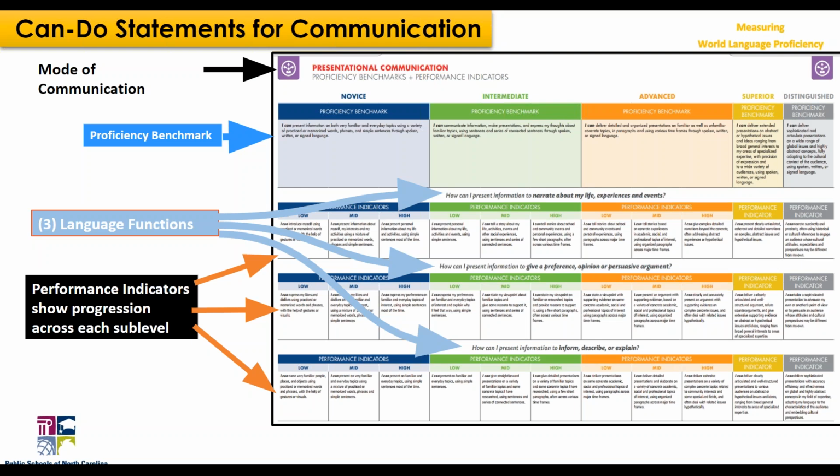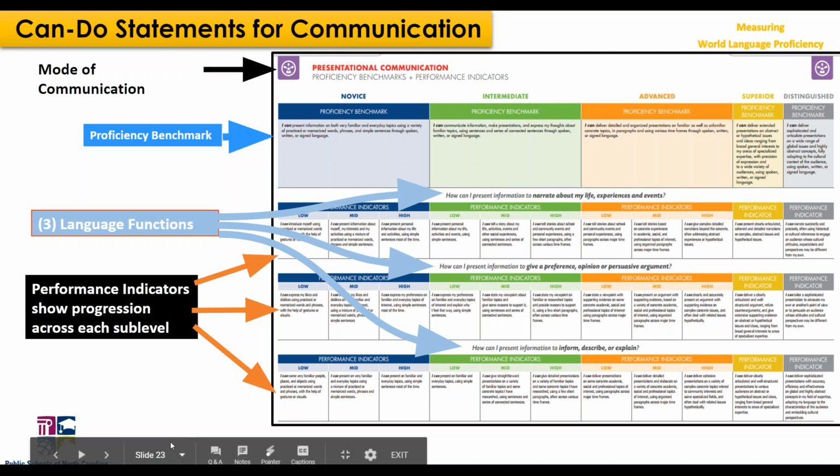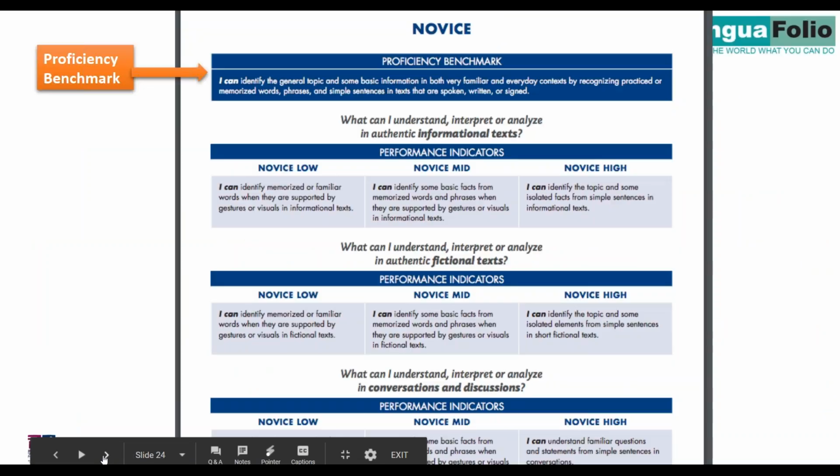There are also superior and distinguished level can-do statements. In our state standards, however, we go from novice low to advanced mid because it was thought that based on the research we had and the feedback at the time we wrote the standards, advanced mid was as far up as we would have students expecting to go in their language proficiency, even in a well-articulated K-12 program. Of course, we might have students exceed those expectations, but that's how we've structured our standards. So we have can-do statements for all of the levels, plus some that we have in our state standards.